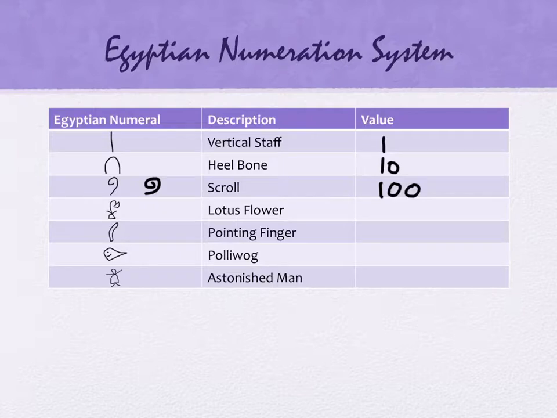The next one is called a lotus flower, and I've seen it drawn more than one way. The symbols I've drawn are the ones your book uses, but other resources draw them slightly differently. This is how your book draws the lotus flower. I'm pretty sure you can guess with the pattern analysis we've been talking about in class. What do you think a lotus flower is worth? Yes, it's worth 1,000. The next one is called a pointing finger. Imagine it angled, so call it an angled finger, but they call it a pointing finger. How much do you suppose a pointing finger is worth? 10,000.